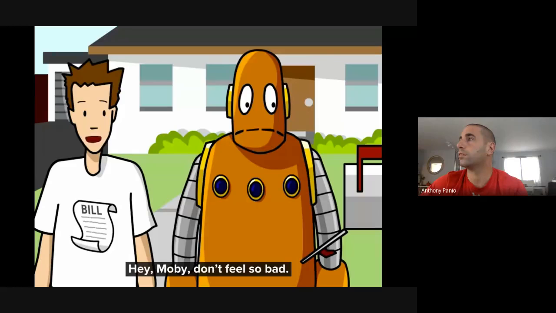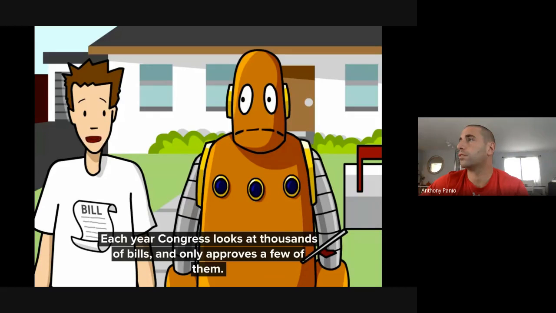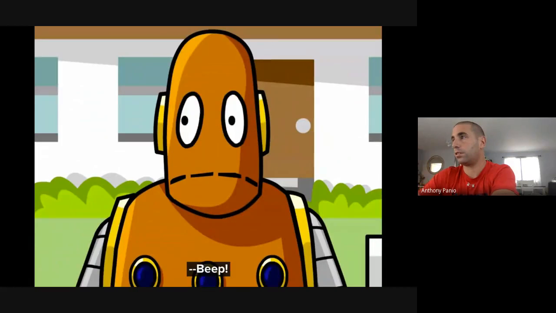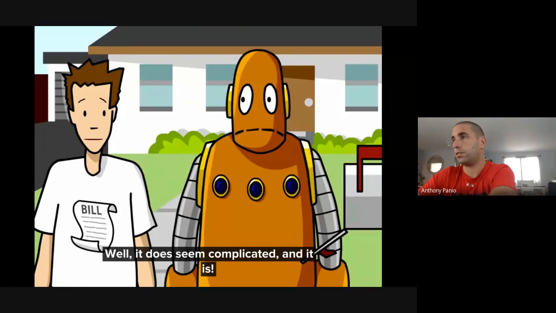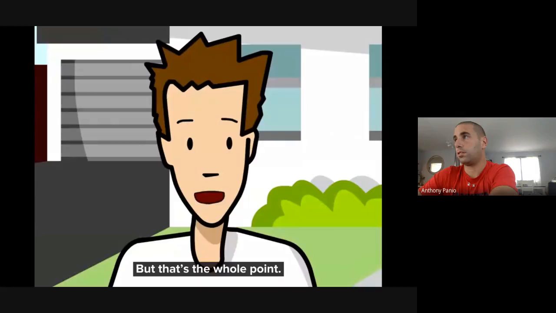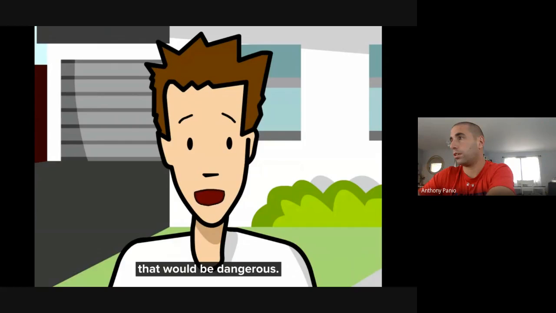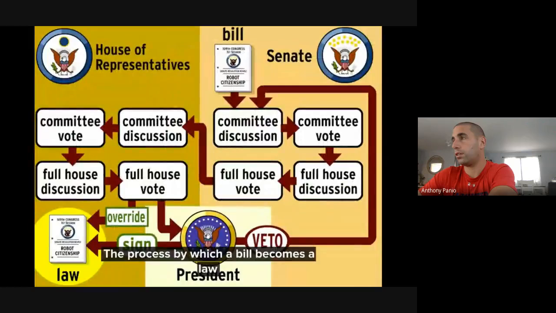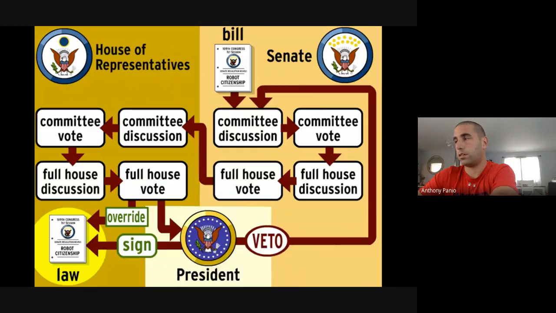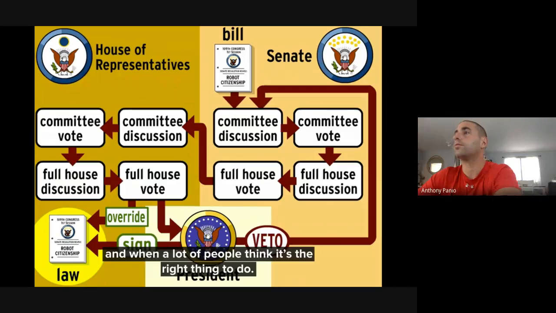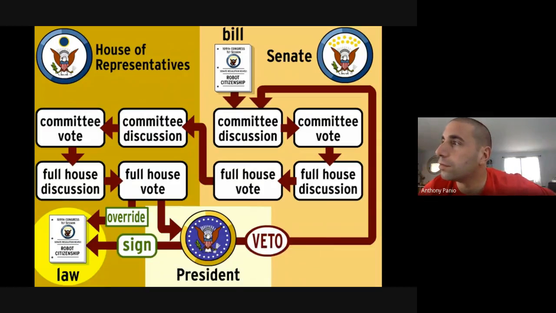Hey Moby, don't feel so bad. Each year Congress looks at thousands of bills and only approves a few of them. Well, it does seem complicated, and it is. But that's the whole point. We don't want laws passed whenever someone feels like it. That would be dangerous. The process by which a bill becomes a law is long and involved to ensure that the laws are only made after they've been carefully considered, and when a lot of people think it's the right thing to do.